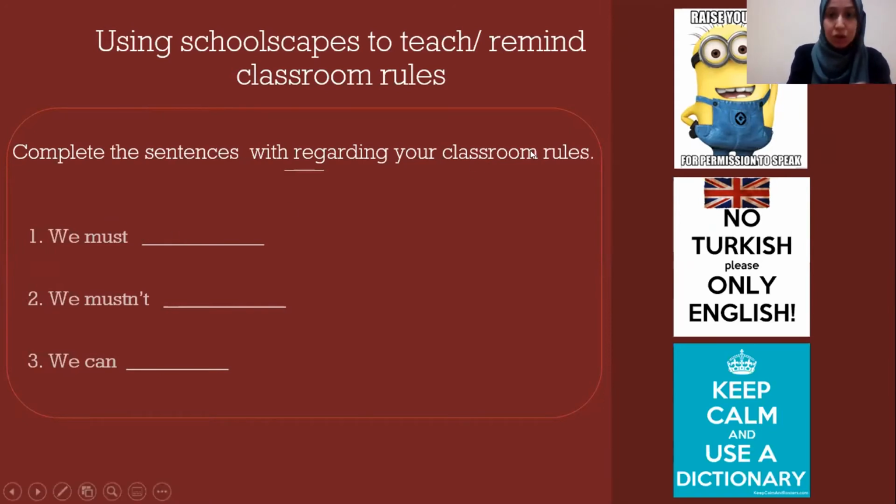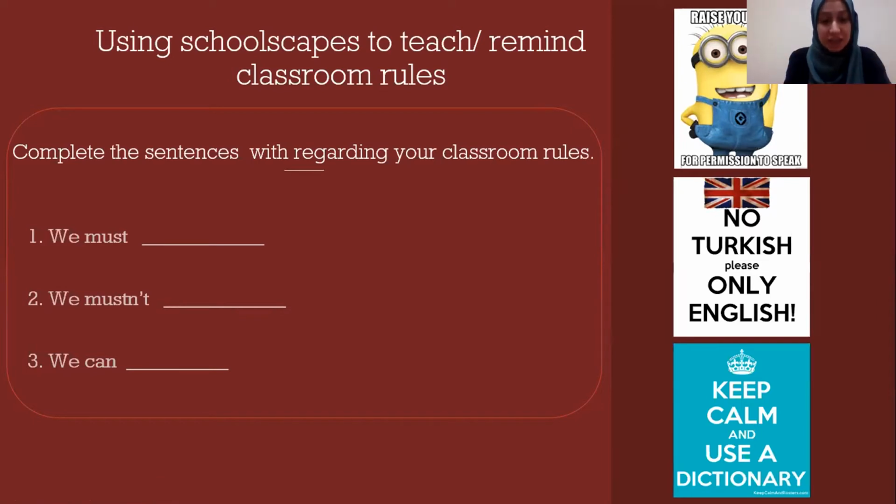When we focus on the first rule, for example, raise your hand for permission to speak, this is a must rule, right? So the student will be filling this blank as, we must raise our hands to speak. Or when it comes to mustn't, we mustn't speak Turkish. We must speak only English. Or we can use a dictionary. Of course, you can duplicate these examples, but I will be sharing just a few of them.